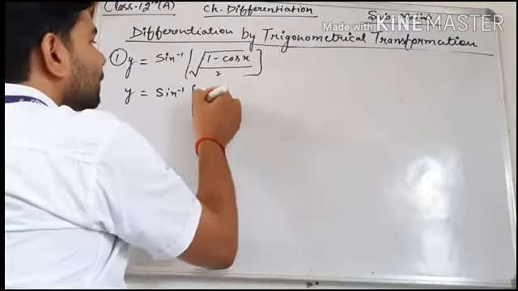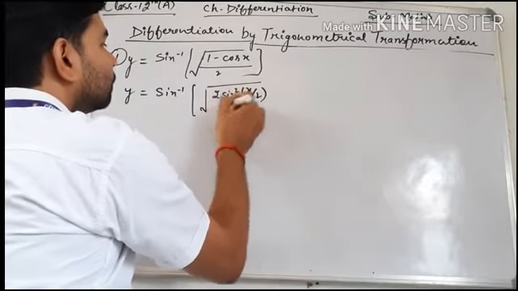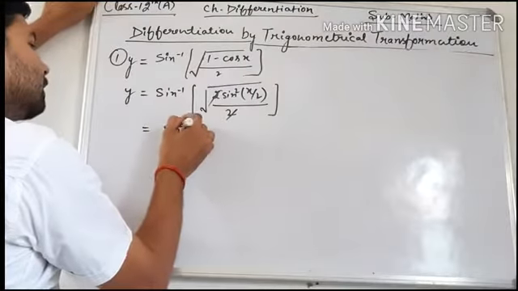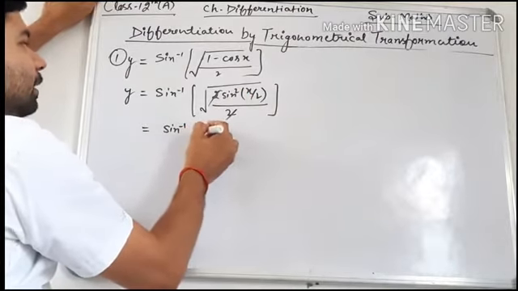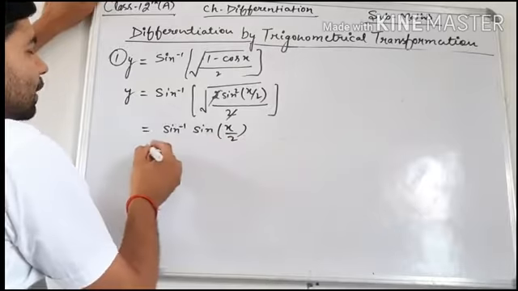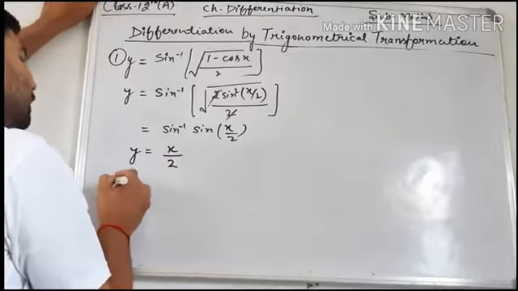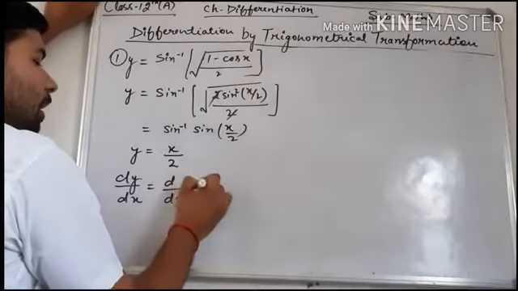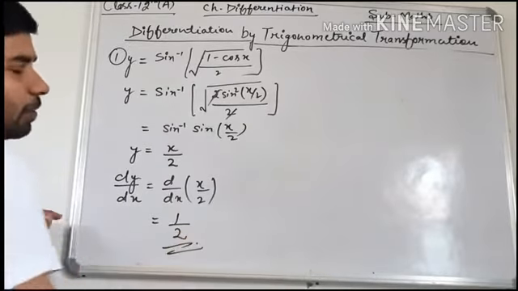Under root, 1 minus cos x is written as 2 sin square x by 2 upon 2. 2 will cancel out. This becomes sin inverse, under root will cancel out from the square, now sin x by 2. This is inverse and this is sin, they will cancel each other. The function will remain x by 2. Now differentiate this function. dy over dx equal d over dx x by 2, equal 1 by 2. This is your result.